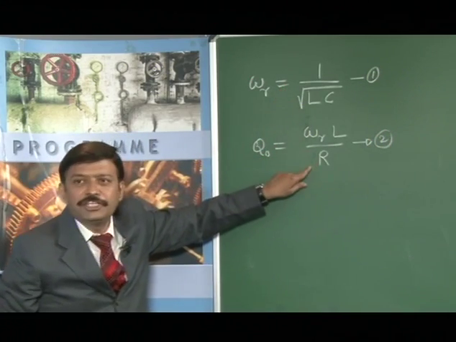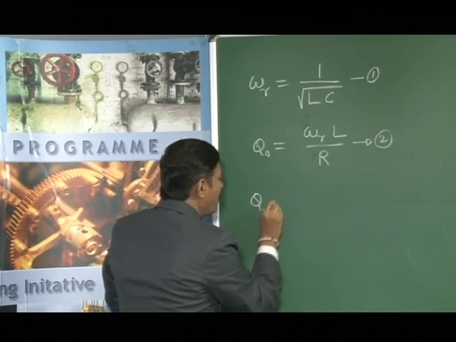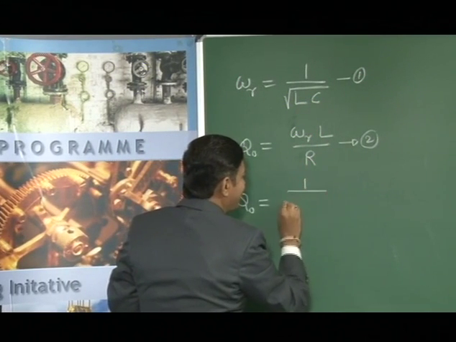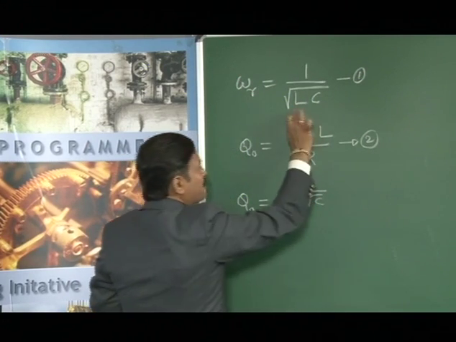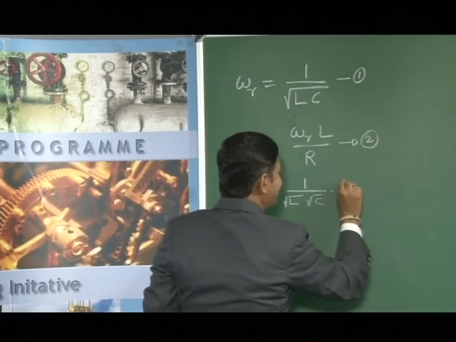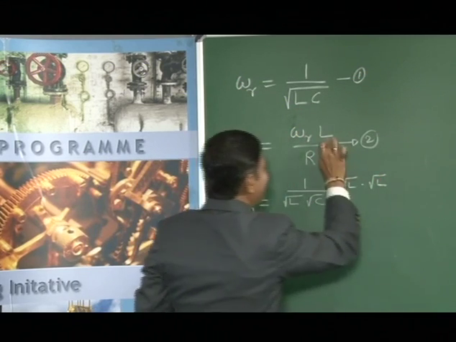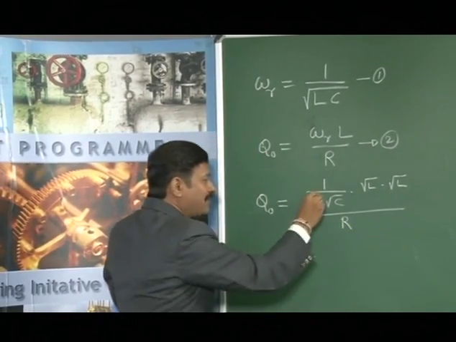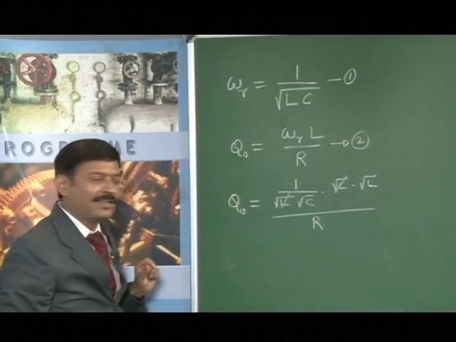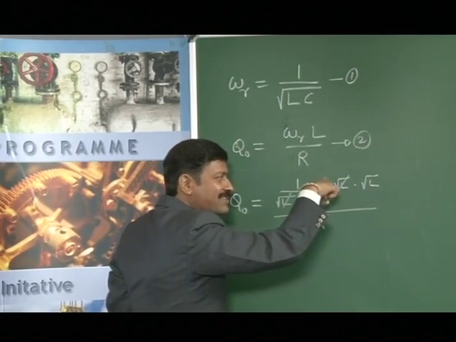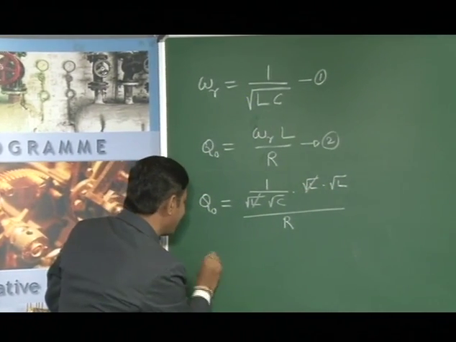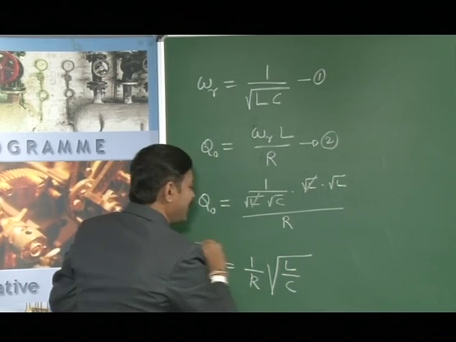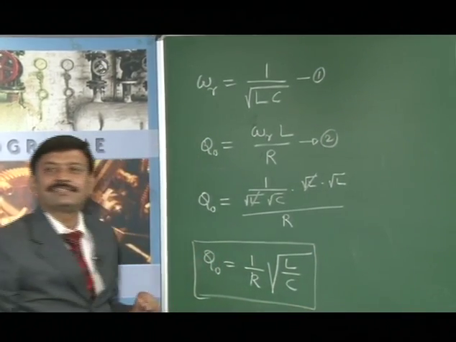Substitute equation 1 in 2. We get Q naught is equal to, I will substitute in place of omega r, I will split like this, root L into root C, this root LC into this, I will write it as root L into root L divided by R. See, 1 root L and 1 root L will cancel, and this will be root of L by C, and your final expression will be 1 by R into root of L by C. It is also a quality factor expression.